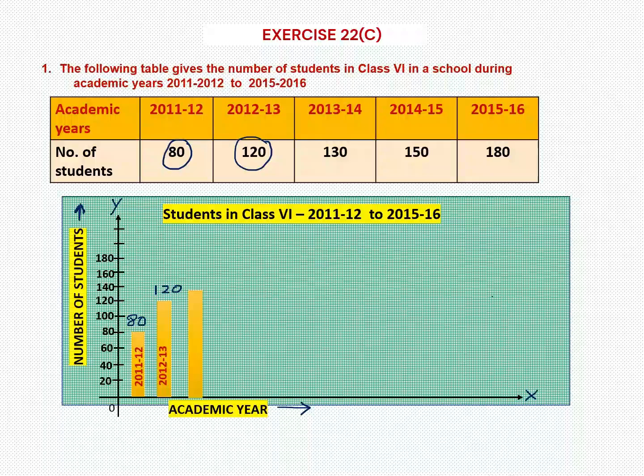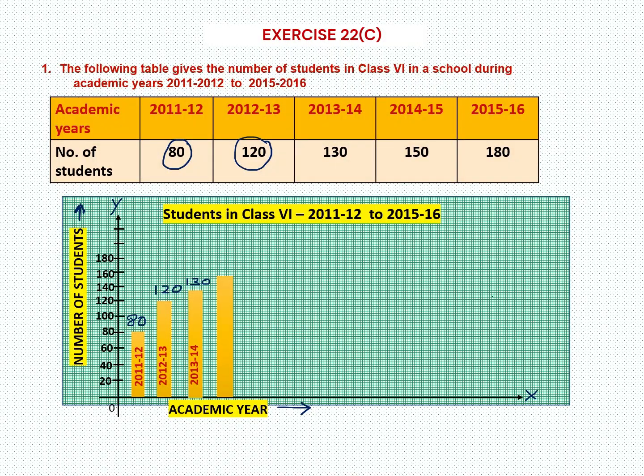Now let's go to the next one. We have the third one, which is 130, 2013-14. So that is 130. Next bar is going up to 150. So where will you find 150? Between 140 and 160, halfway mark, just like we did for 130.